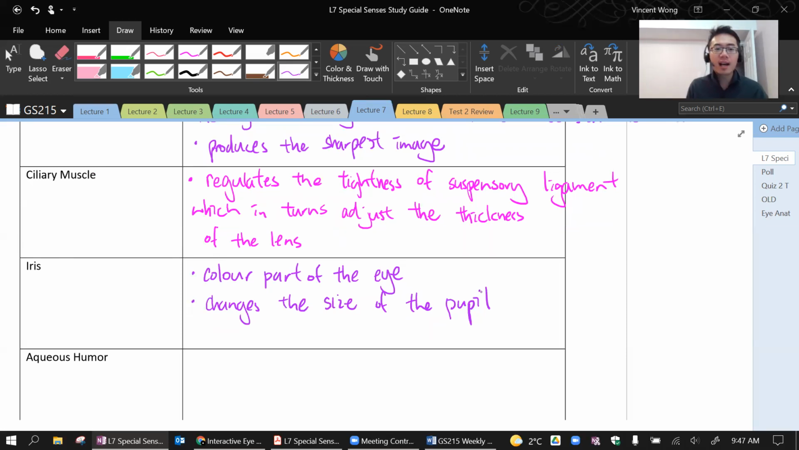So of course, the size of the pupil is controlled by your autonomic nervous system. If you remember from lecture 5, there is the sympathetic system, the fight or flight, and then there is the parasympathetic system. The sympathetic system is going to cause your pupil to dilate, and the parasympathetic system is going to cause your pupil to constrict. But the most direct way to change the size of the pupil is with light.